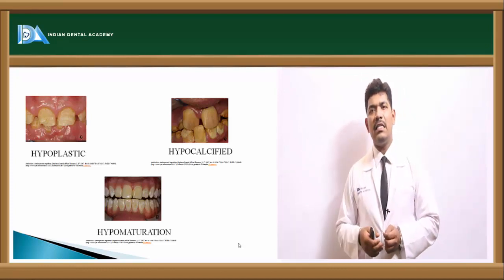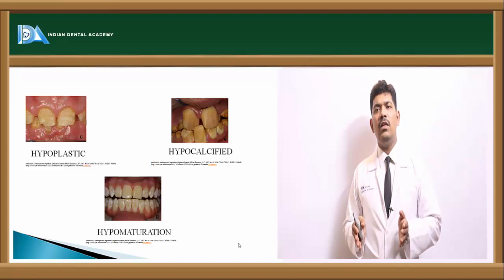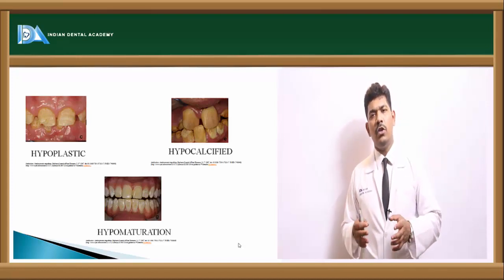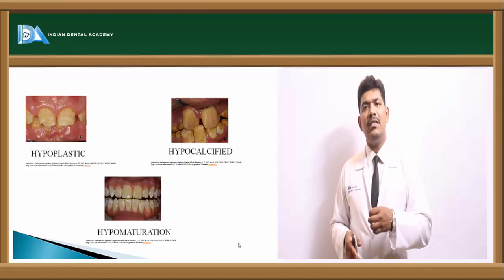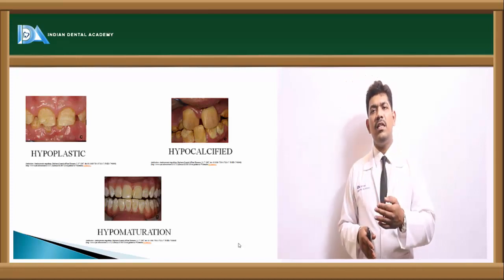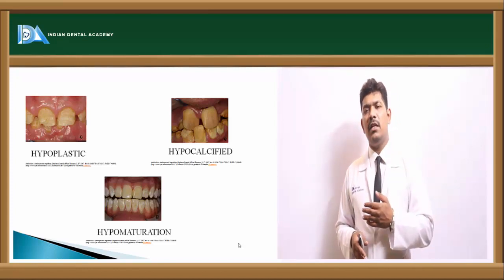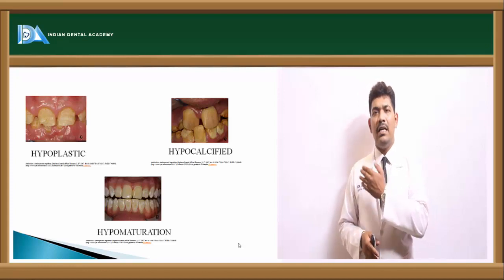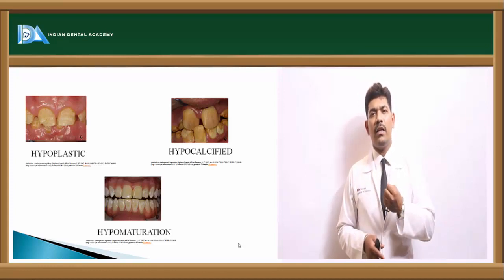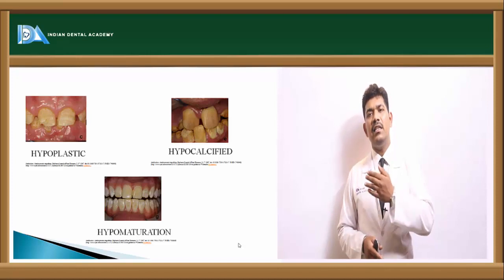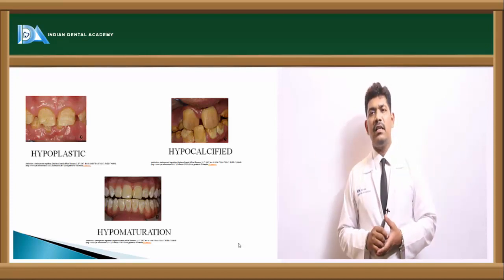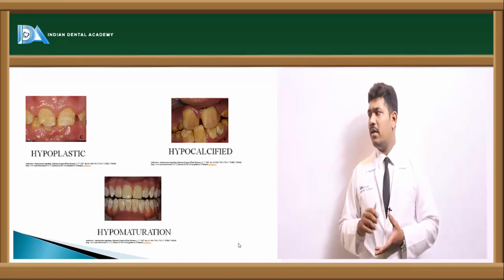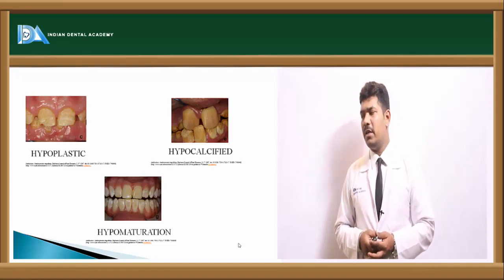We have hypocalcified, wherein the tooth matrix laying down is of a normal size. So the tooth size is normal, the maturation is fine, but there is hypocalcification, that is, mineralization is lacking in this particular tooth structure. Hence these teeth are very soft and fragile, and they can easily discolor because of the lack of mineralization, and hence the resultant malocclusion or positioning of the teeth.